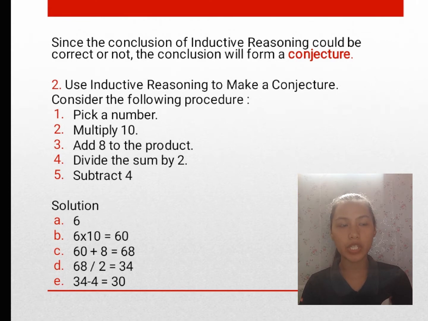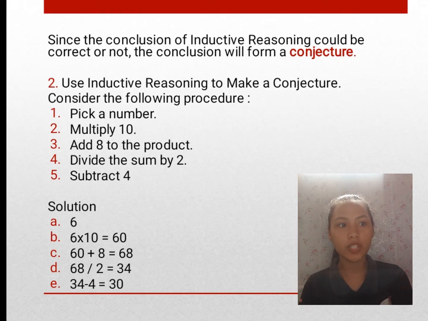Suppose we pick 6 as our original number. So we multiply 6 by 10 and the product is 60. Then the product will be added by 8 and it equals 68. The sum will be divided by 2 and it equals 34. Then lastly, 34 subtracted by 4 is equal to 30. So we started with 6 as our original number and it produces 30. Starting with 7 produces 35. In each of these cases, the procedure produces a number that is 5 times the original number. It is conjectured that the given procedure produces a number that is 5 times the original number.